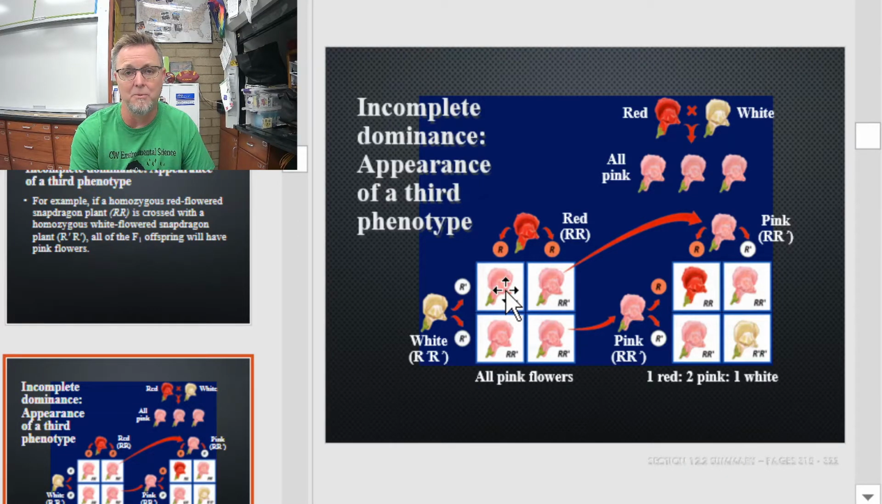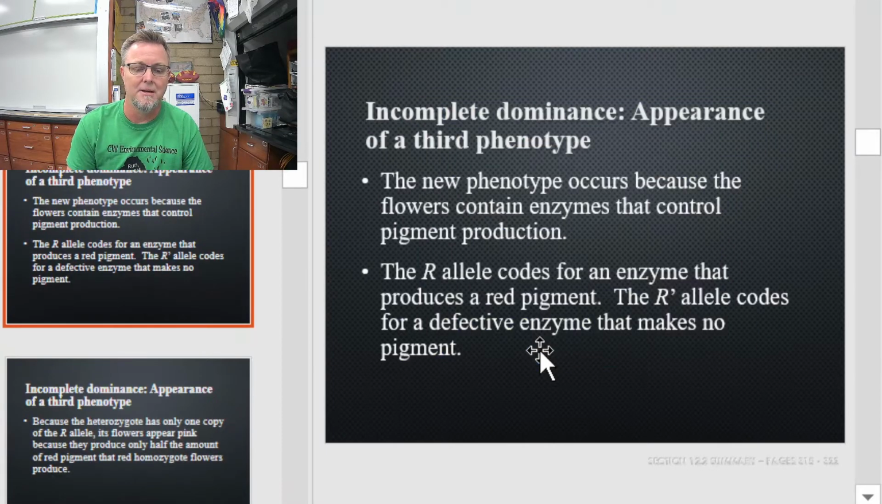Now here's something weird. If you take these pink offspring and you cross them, look what happens in your F2 generation. If you were studying these as a monk in the 1800s and you did this cross, you might question how you could cross two pink plants and all of a sudden get red flowers, pink flowers, and white flowers out of it. Okay, it's incomplete dominance.